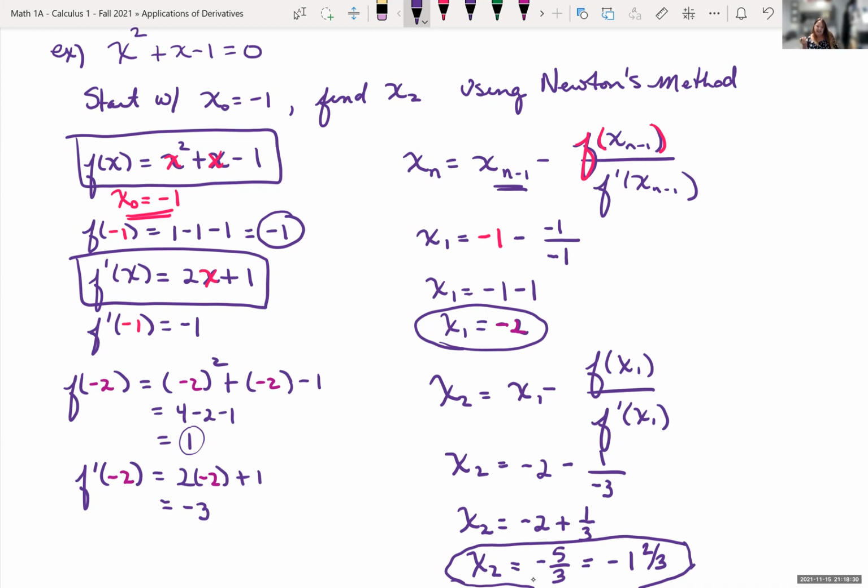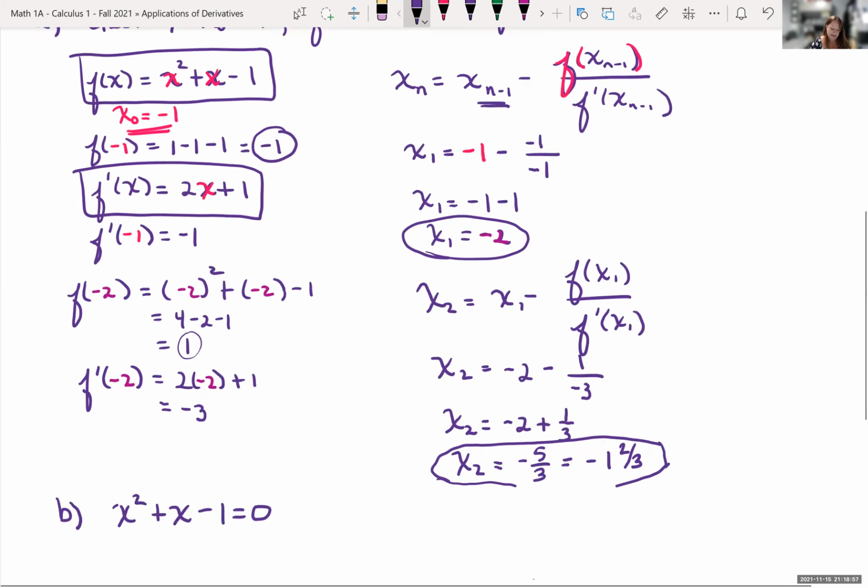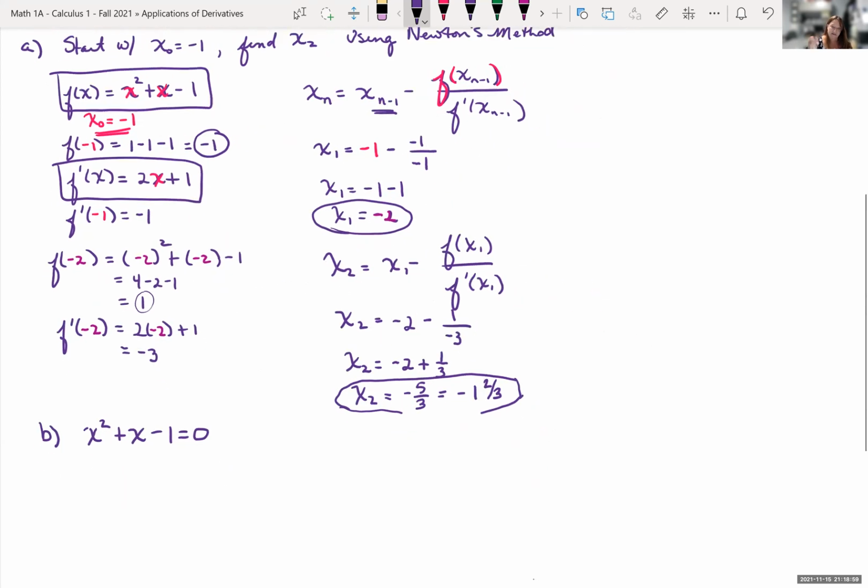Okay, so they wanted us to look at that, but that was part A. Part B was start when x sub 0 equals 1 instead of x sub 0 equals negative 1, and then find x sub 2. So again, we have our equation x squared plus x minus 1 equals 0. We're trying to find out where this crosses the x-axis. They gave us the x value to just guess and check. And they said, now let's use x sub 0 equals positive 1.